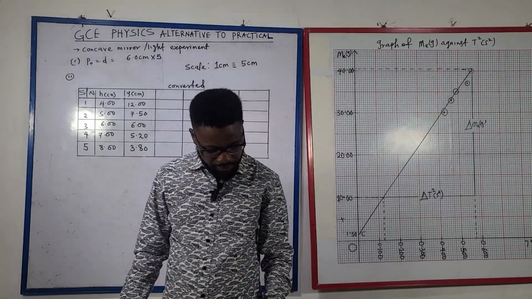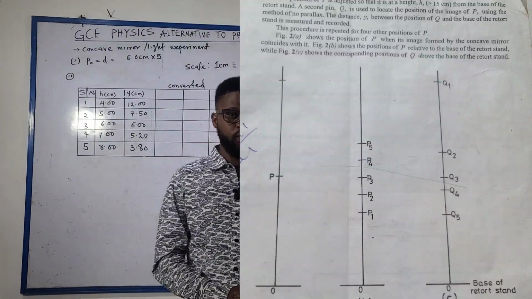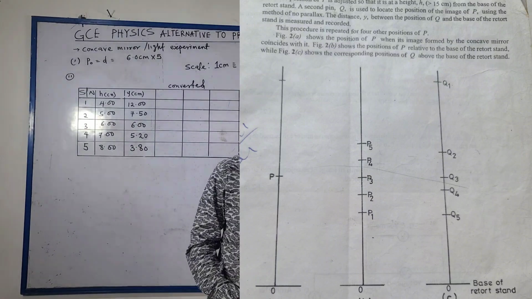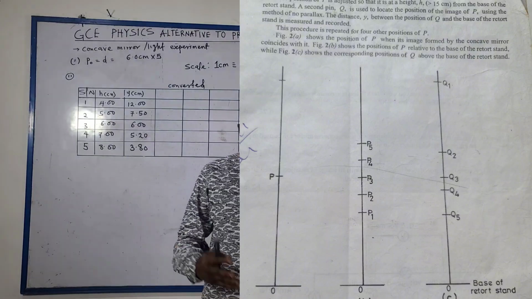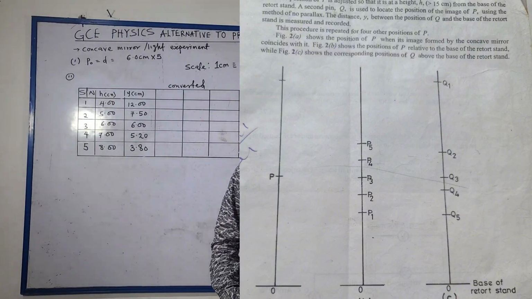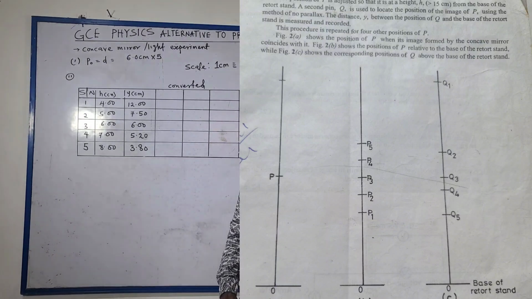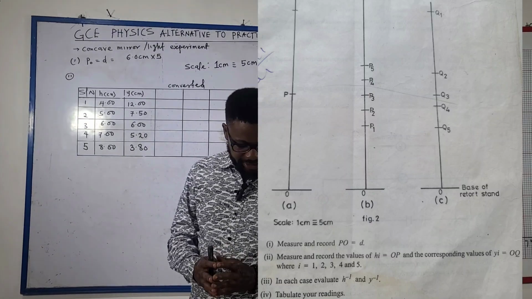We have a couple of diagrams, figures A, B, C, from which we have to take our readings and of course plot graphs and come out with some evaluations and all of that. So the first question here talks about measure and record PO which equals D.